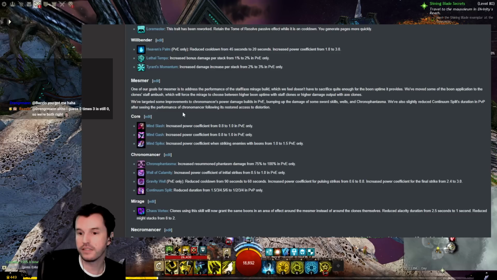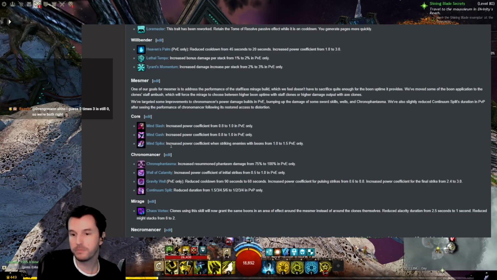Core Mesmer, Mind Slash, and Mind Gash are getting small buffs in PvE only. Mind Spike is getting an increased power coefficient when striking enemies with boons from 1.0 to 1.5 in PvE only.